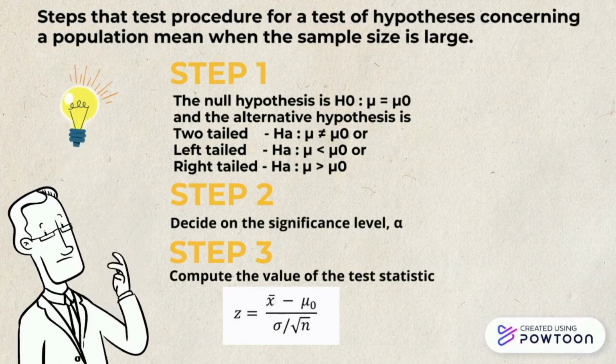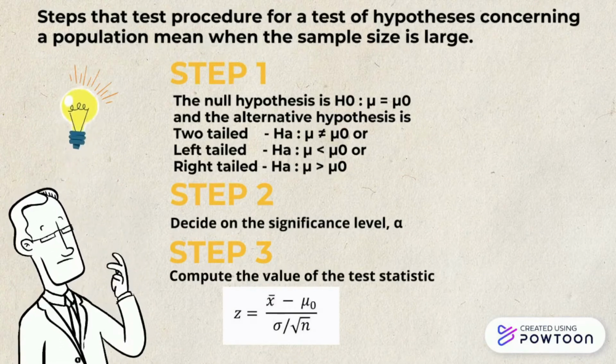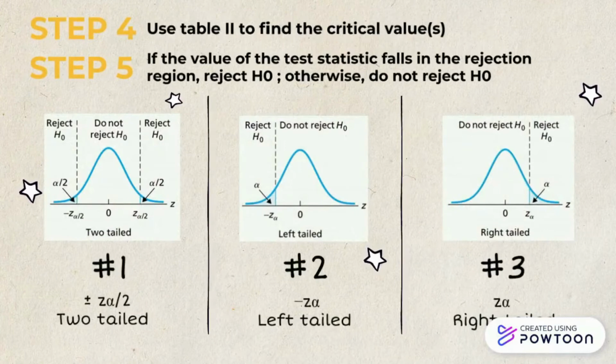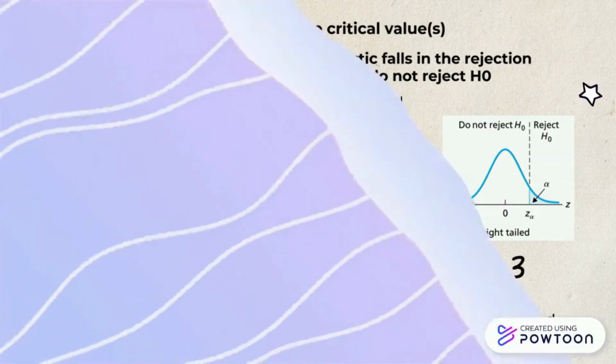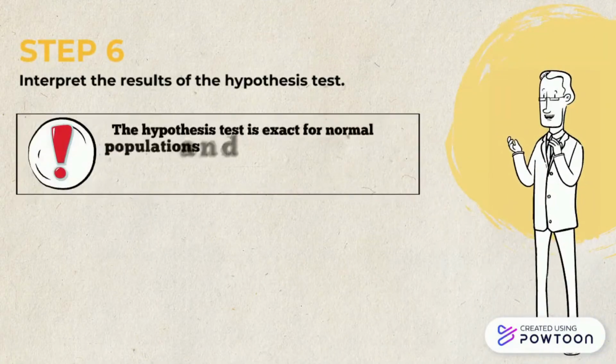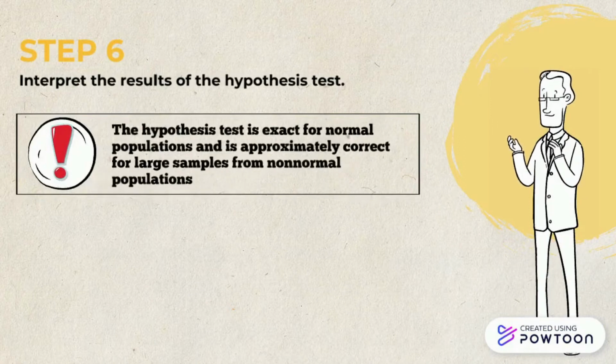Step 2. Decide on the significance level, that is alpha. Step 3. Compute the value of the test statistic. Step 4. Use the table to find the critical value. Step 5. If the value of the test statistic falls in the rejection region, reject the null hypothesis. Otherwise, do not reject the null hypothesis. Step 6. Interpret the result of the hypothesis test. Remember, the hypothesis test is exact for a normal population and approximately correct for a large sample from a non-normal population.